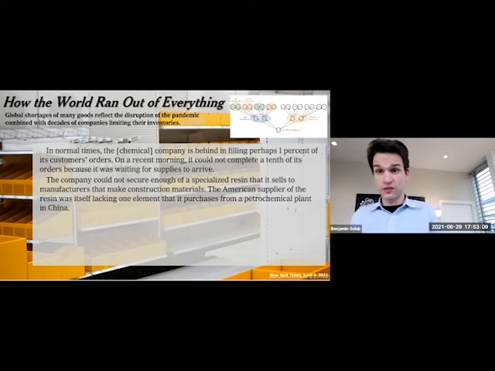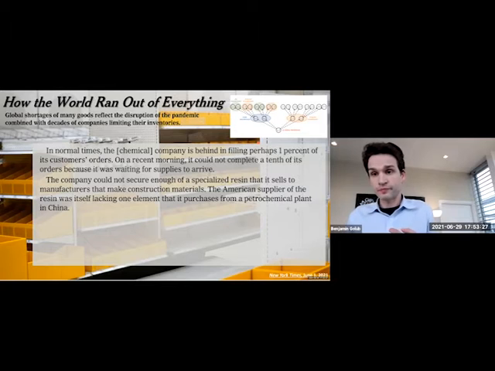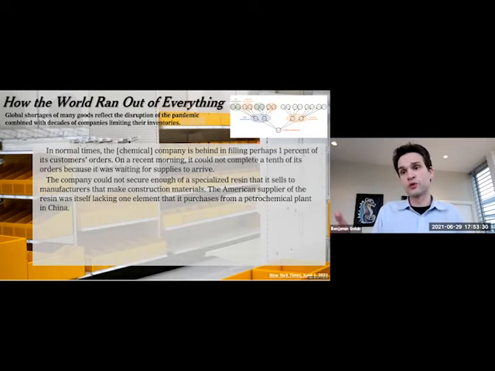And this article has good stories about this actually happening. They talk to a chemical company owner who reports that he has tenfold more than usual delinquencies, that he can't deliver because of supply problems. Usually he only has 1% late. Now he has 10%. An example of why that happens is he can't get a certain resin that he needs to put in his construction materials, because the supplier of that was lacking a Chinese input from a particular plant in China.